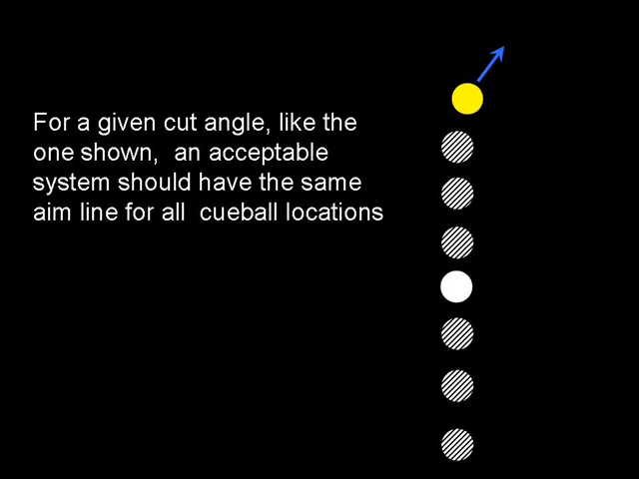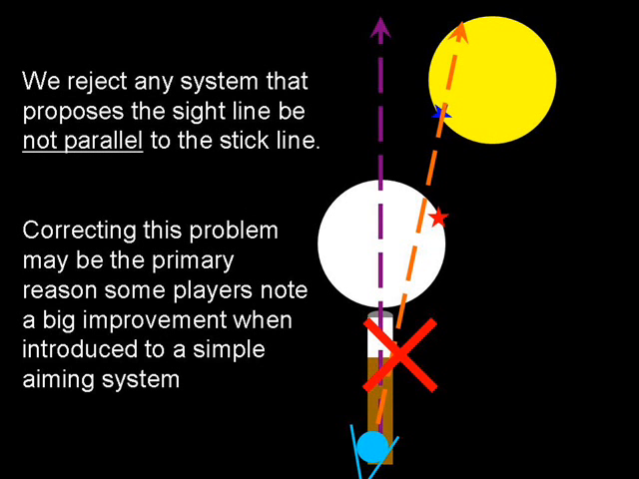It's like you're not looking along the rows on the previous slide. So most aiming systems, or any reasonable aiming system, will have exactly the same sight line for any one of these shots. So I reject any aiming system that proposes the sight line not be parallel to the stick line. In fact, there's many players, even very experienced players, who, when introduced to a simple aiming system like a fractional ball aiming system or something like that, think it's the greatest thing since sliced bread.